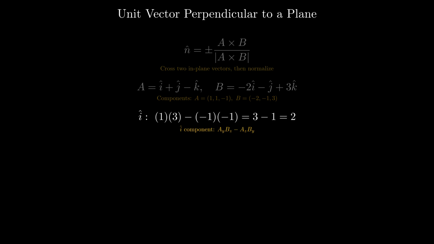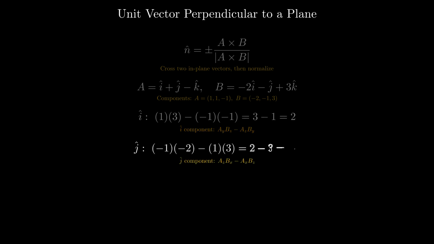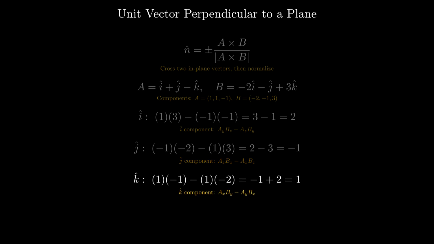The i hat component is 1 times 3 minus negative 1 times negative 1. That's 3 minus 1, which equals 2. The j hat component is negative 1 times negative 2 minus 1 times 3. That's 2 minus 3, which equals negative 1. Be careful with the sign here because the x component of B is negative 2, not positive 2.